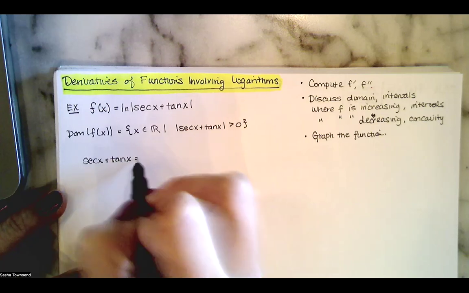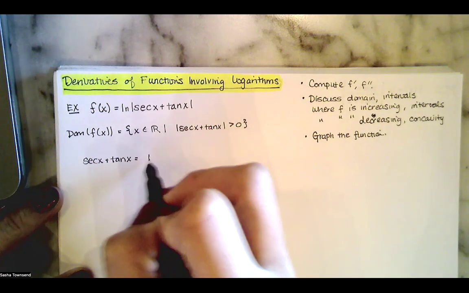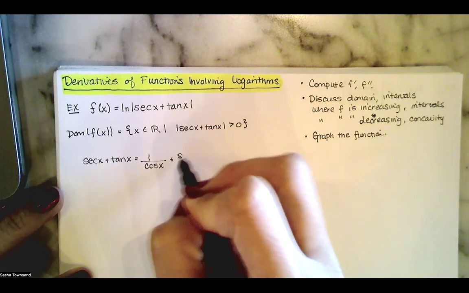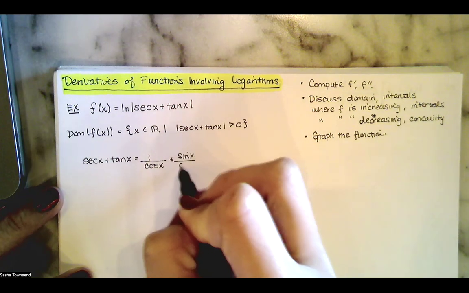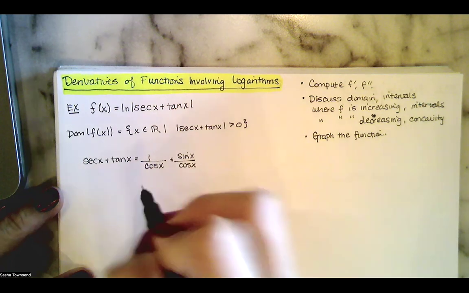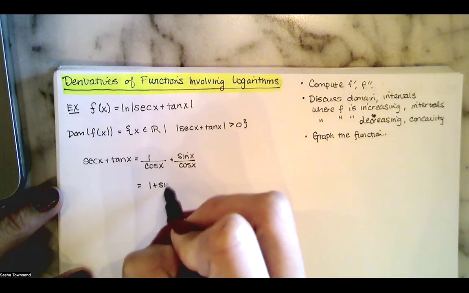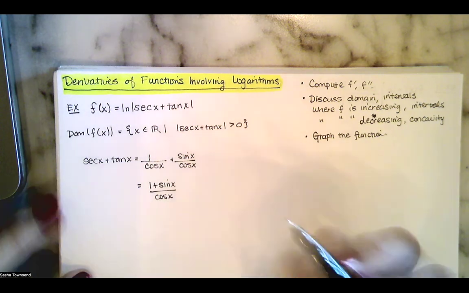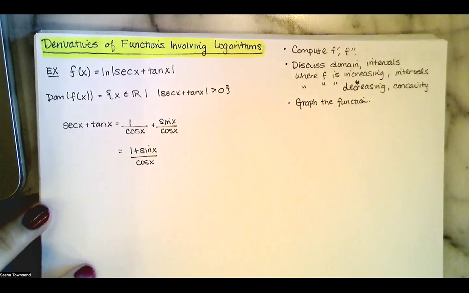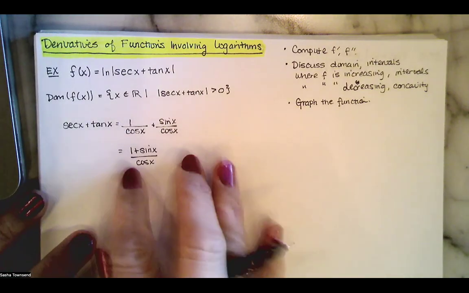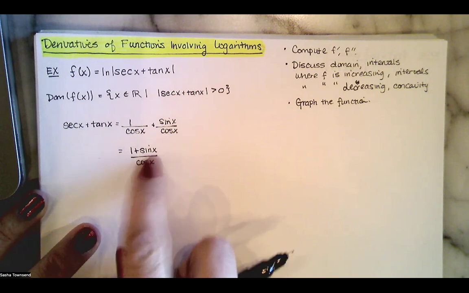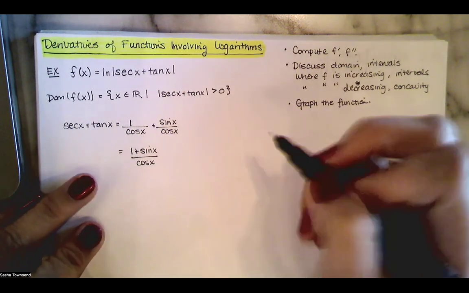So let's look at that secant of x plus tangent of x. I like to rewrite it using my reciprocal identities. Secant of x is 1 divided by cosine of x, and tangent of x is sine of x divided by cosine of x. So this is really 1 plus sine of x divided by cosine of x. Now, in order to understand the graph of secant of x plus tangent of x, it's helpful to look at the graph of 1 plus sine of x and the graph of cosine of x.